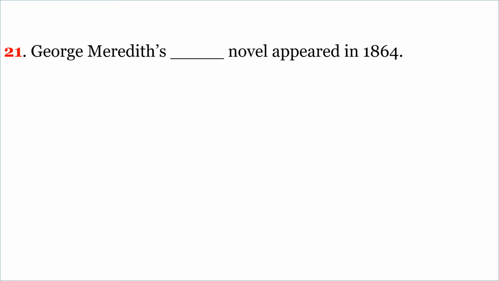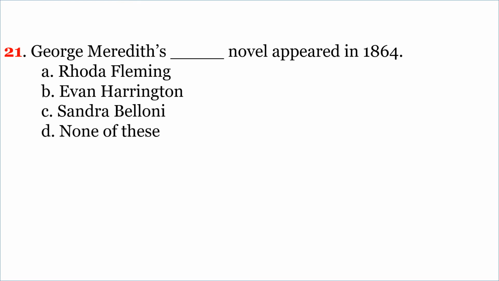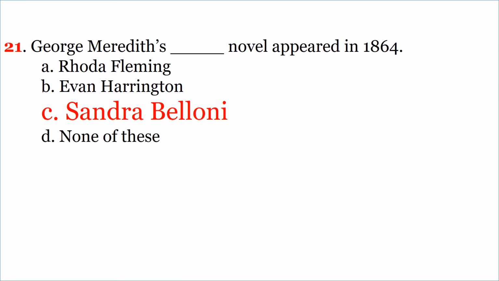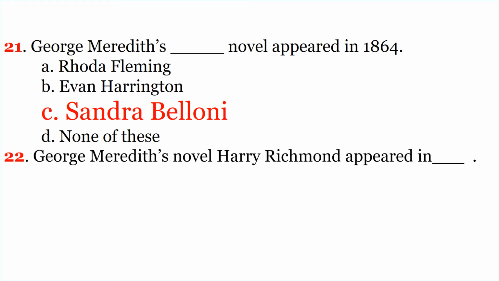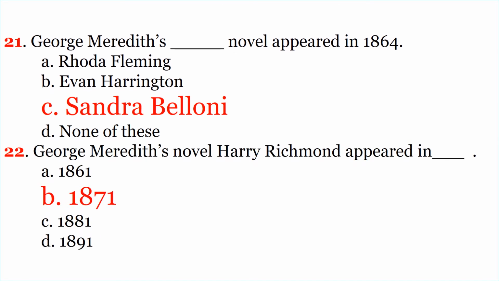George Meredith's dash novel appeared in 1864. The correct option is C. Sandra Belloni. Another very important question. George Meredith's novel Harry Richmond appeared in. The correct option is B. 1871.